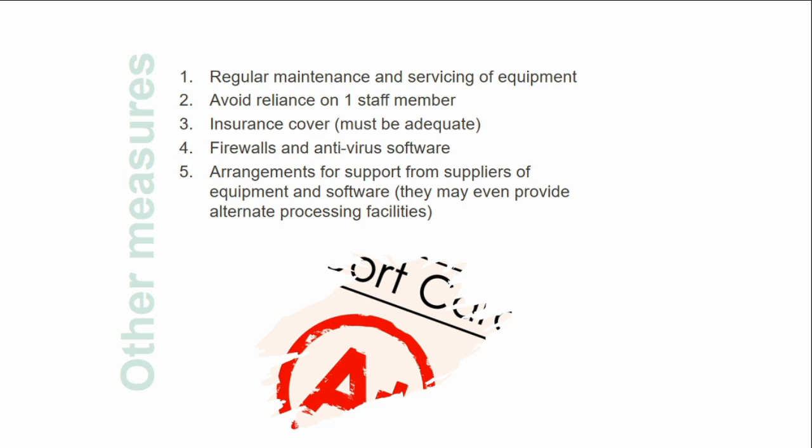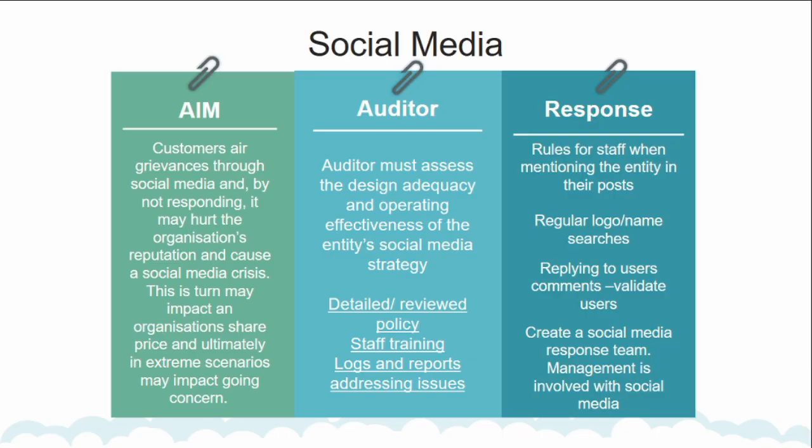Insurance cover: we need to ensure that our software and our hardware particularly is under some sort of insurance cover. So if it were to be damaged or lost, we are able to be reimbursed for that. Firewalls we chatted about, and antiviruses are very similar to firewalls. And then we need to have some sort of agreements with suppliers so that if we were to have some sort of disaster, they will be able to assist us.